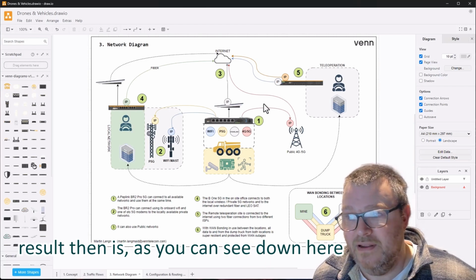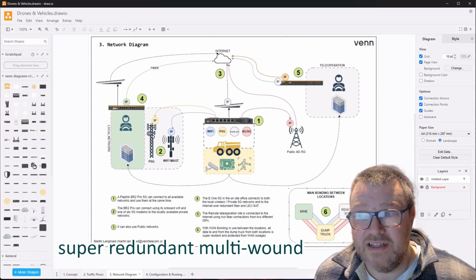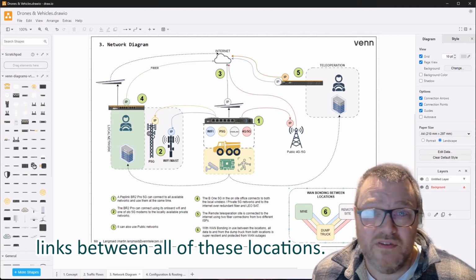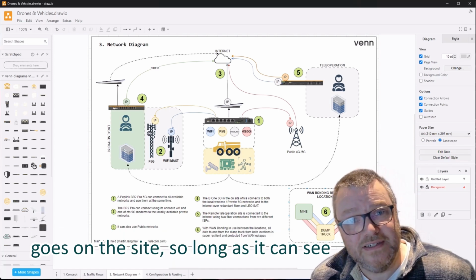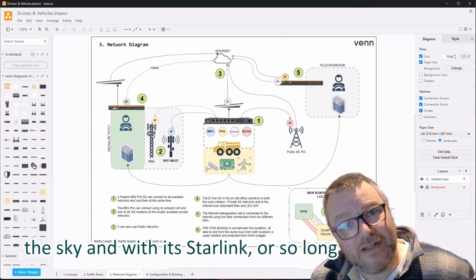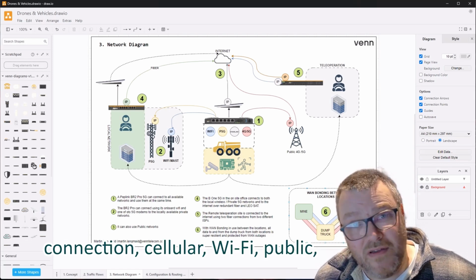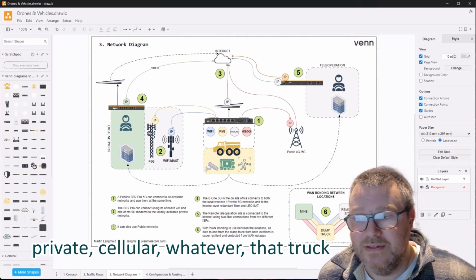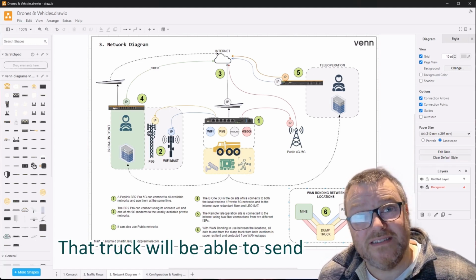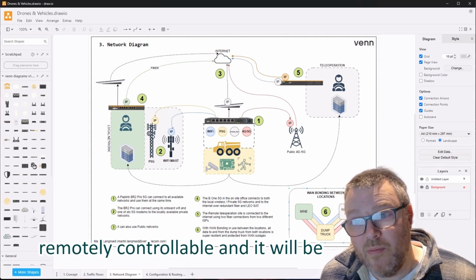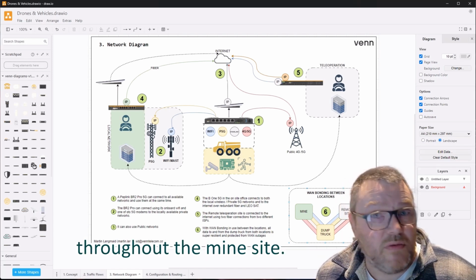The end result then, as we can see down here in this bottom corner, is we've got super redundant multi-WAN links between all of these locations. That means that no matter where that truck goes on the site, so long as it can see the sky with its Starlink, or so long as it has got some form of wireless connection, cellular, Wi-Fi, public or private cellular, whatever, that truck will stay connected to the teleoperator. That truck will be able to send sensor information back. It will be remotely controllable, and it will be reliably, safely connected throughout the mine site.